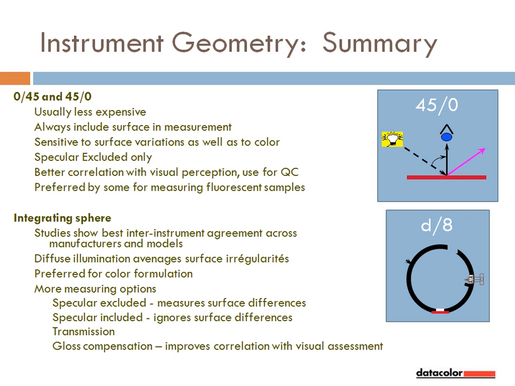I list 45-0 as being preferred for fluorescent samples, but there's a fair amount of debate over that recommendation. Sphere designs are routinely used successfully for optically brightened samples.